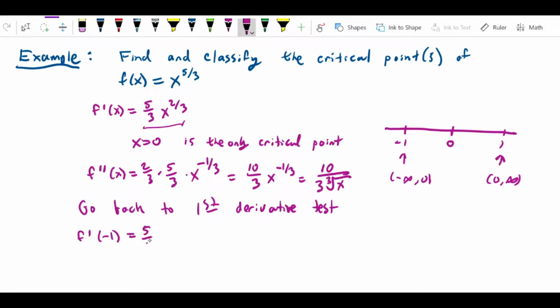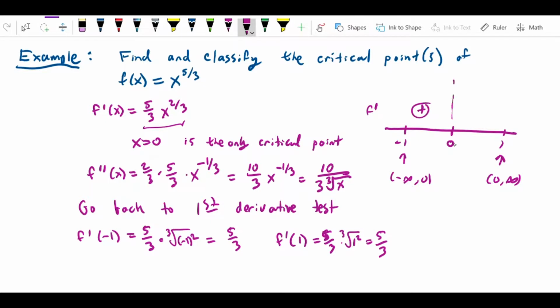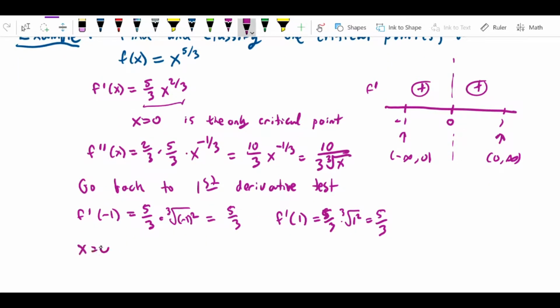So that's going to be 5/3 times the cube root of negative 1 squared. Well, negative 1 squared is just 1, its cube root is 1, so that's just going to be 5/3, and f prime of 1 is equal to 5/3 times the cube root of 1 squared, which is obviously just 5/3 again. So we see that the first derivative, f prime, not f, is positive to the left of the critical number, and it's also positive to the right. So there's no sign change, and what that tells us is that x equals 0 is neither min nor max.